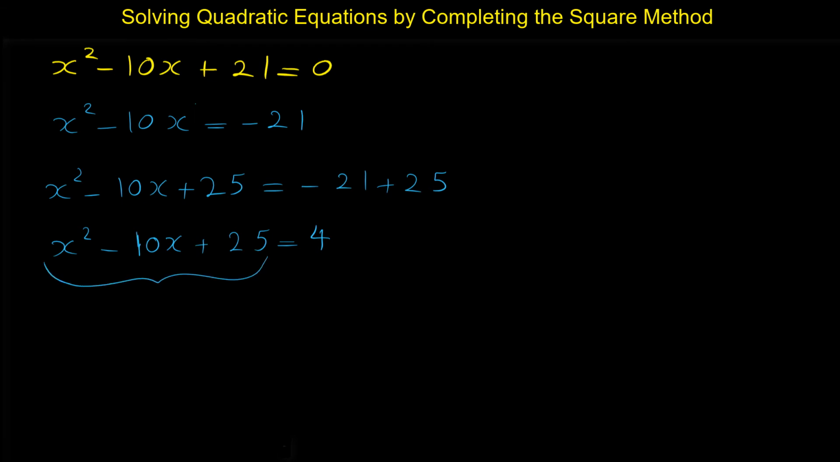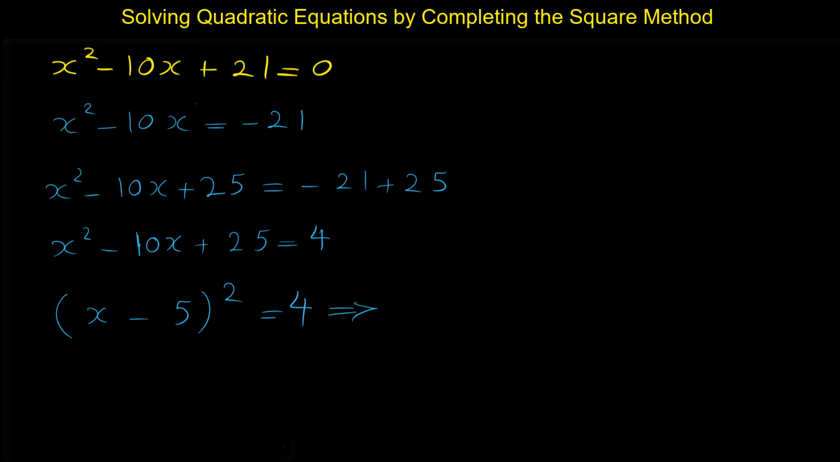Now note that we can write this as (x - 5)² = 4. And again, where this negative 5 comes from: divide this number, negative 10, by 2 and put it here, which is negative 5.